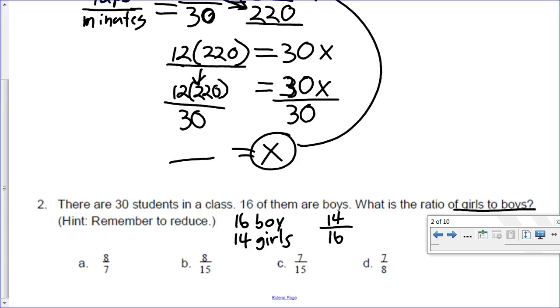I'm not going to go into fractions. I'm going to sort of leave that one to you. But 14 over 16 can be reduced to a certain fraction that is contained within the answer. Hopefully that helps out on that one.